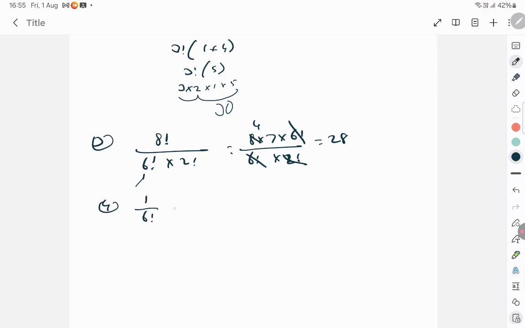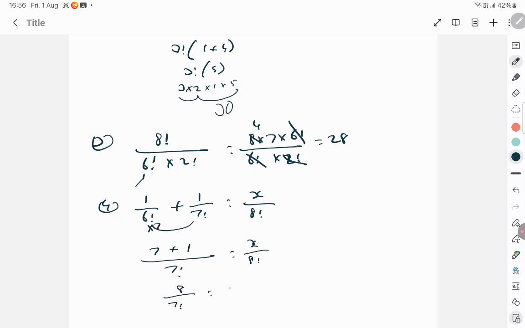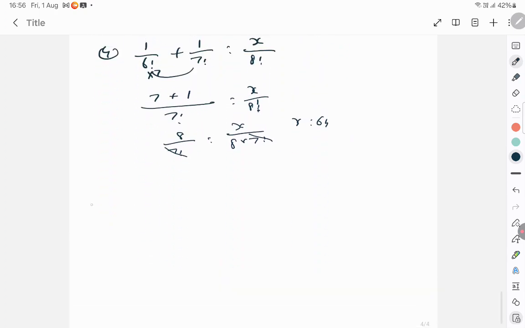1 by 6 factorial plus 1 by 7 factorial is x by 8 factorial. Let's assume the bigger number is 7 factorial, which means this is to be multiplied by 7, plus 1 is x by 8 factorial. So 8 by 7 factorial is equal to x by, write 8 factorial as 8 into 7 factorial. So 7 factorial gets cancelled. X is equal to 64. So let's go to next question. Fifth question is n factorial by n minus r factorial, which shows that this is the permutation formula, nPr formula.